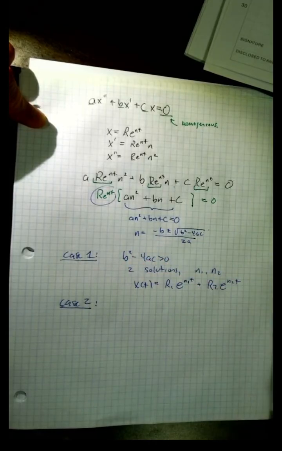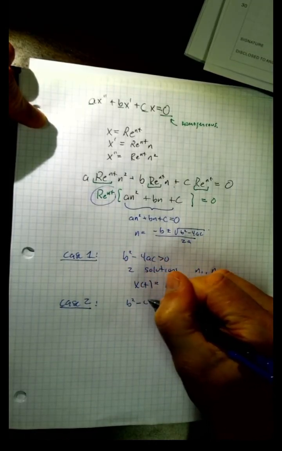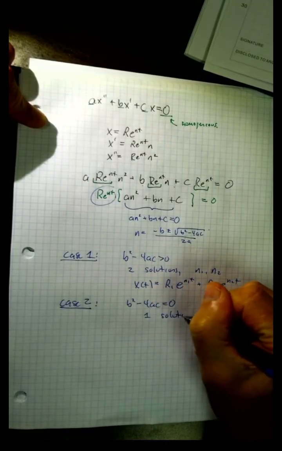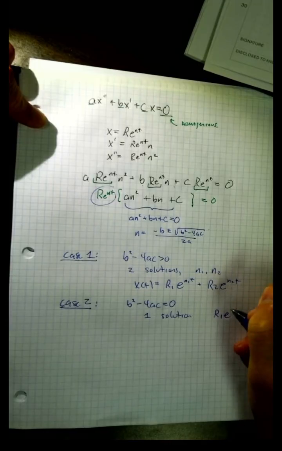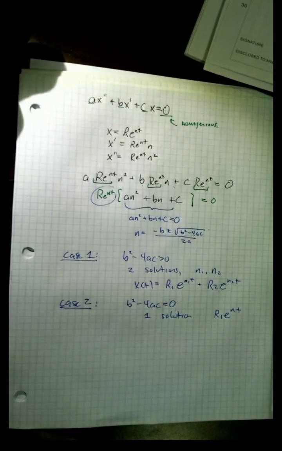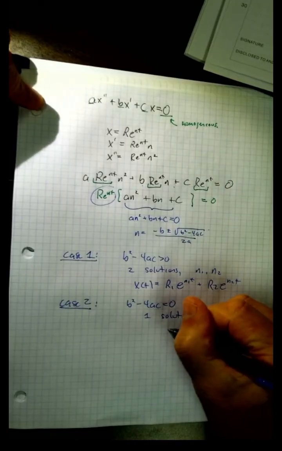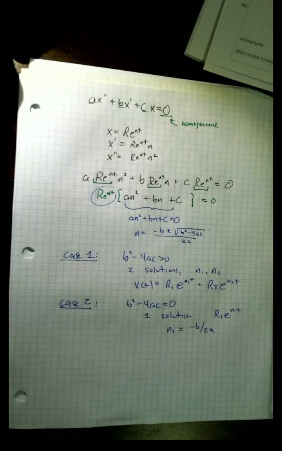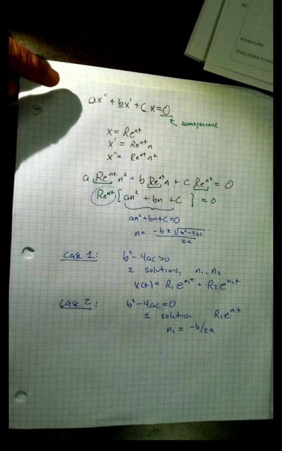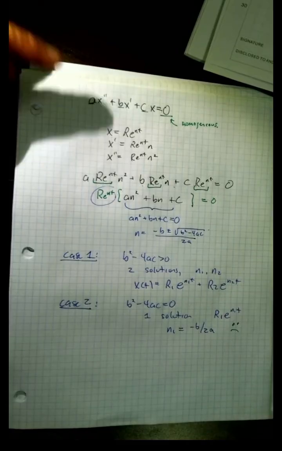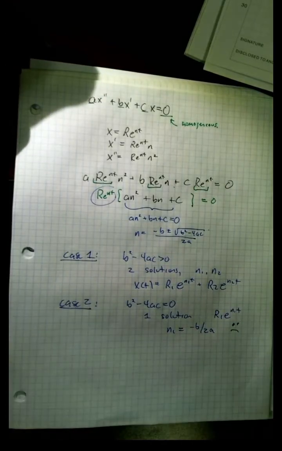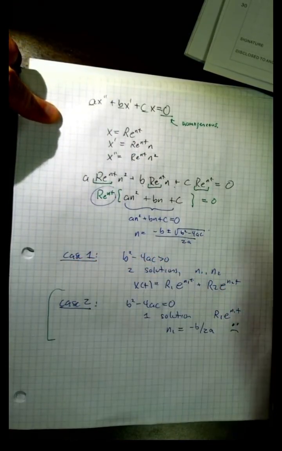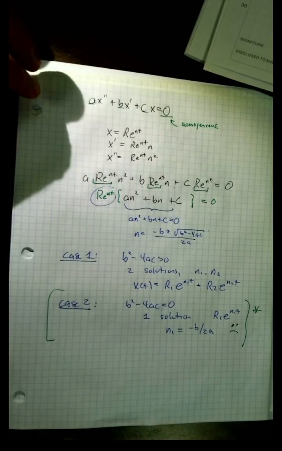The second case, which we have not addressed yet, is with b squared minus 4ac equals 0. And we get one solution, which is just r1 e to the n1t. Because the thing under the square root in this n1 is going to be minus b over 2a, because the square root is 0. This is a problem because we need to have 2 solutions or 2 unknowns because we have a second derivative. And this is what we're going to focus on today.